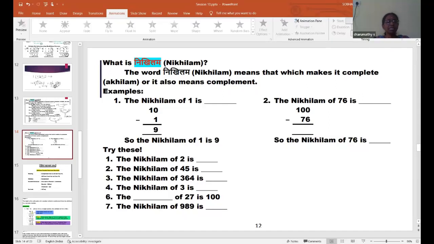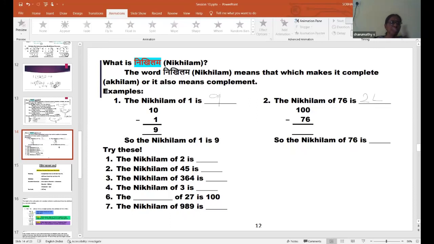What is makes it complete? So what is the Nikhilam of 1? It is 1 plus 9. So 9 is called the Nikhilam. And what is the Nikhilam of 76? The Nikhilam of 76 will be 24. So just try these, teachers.